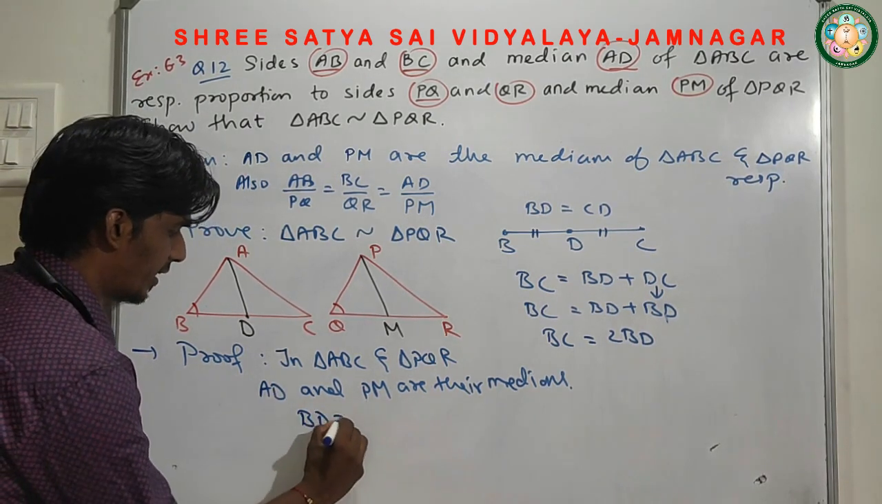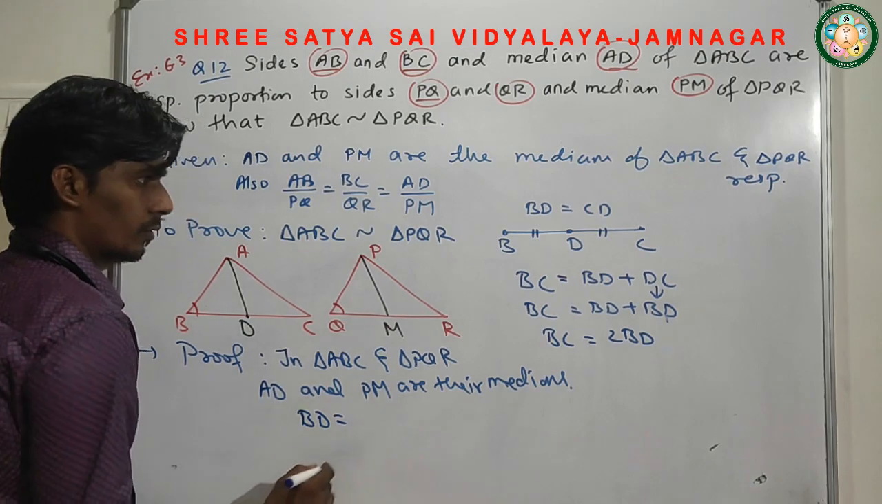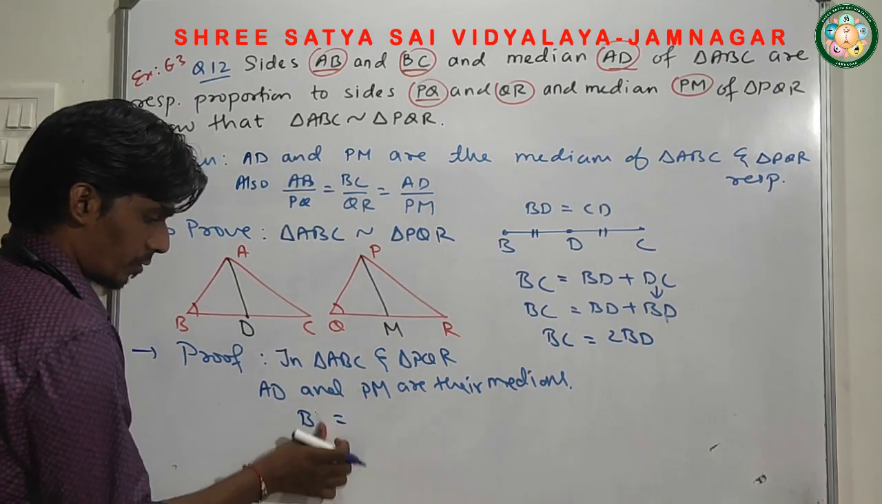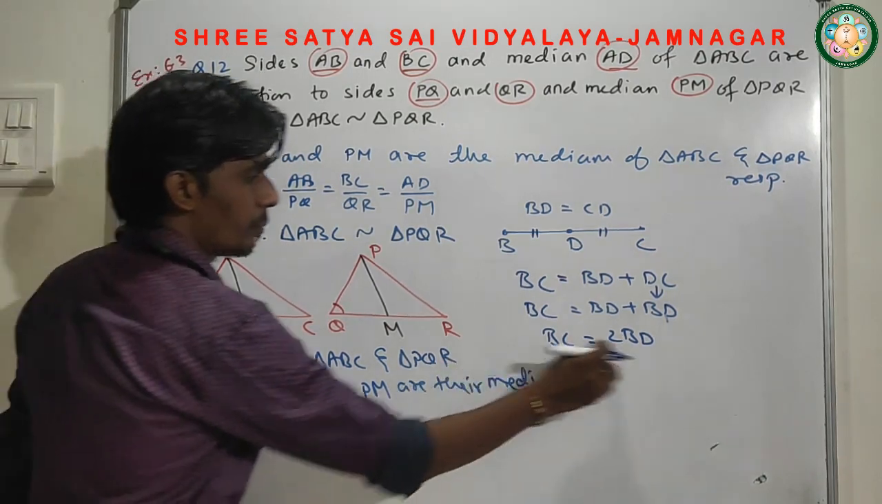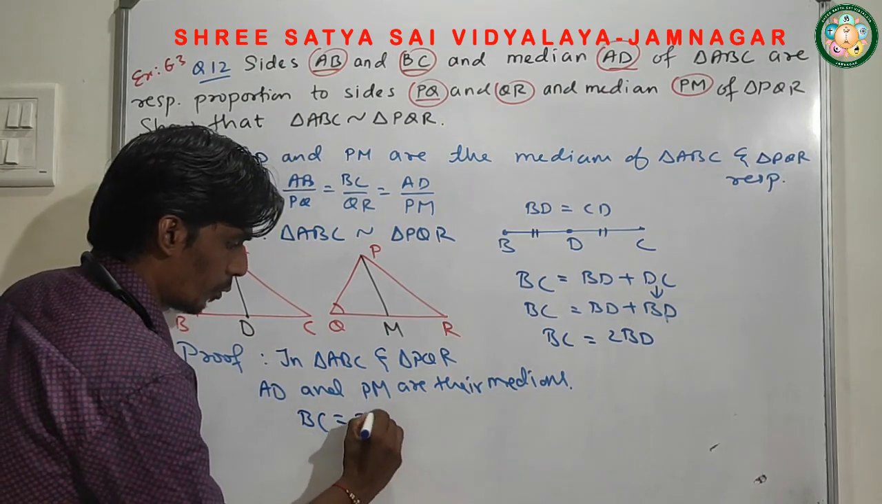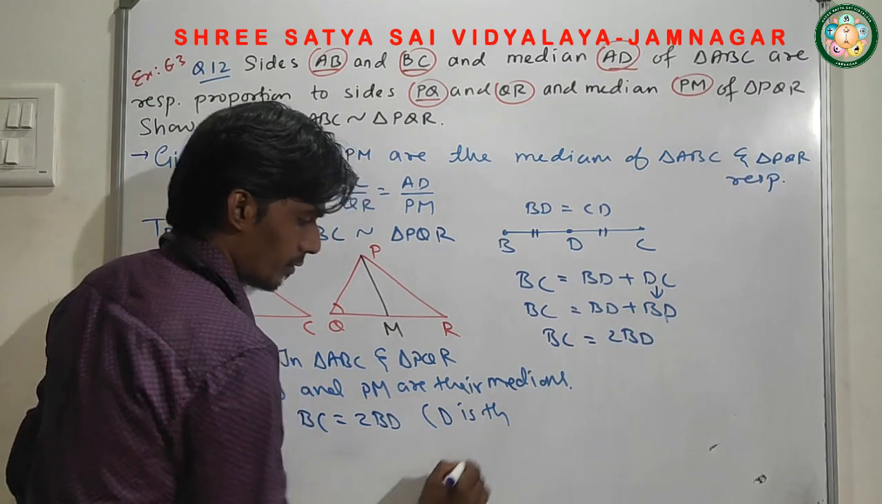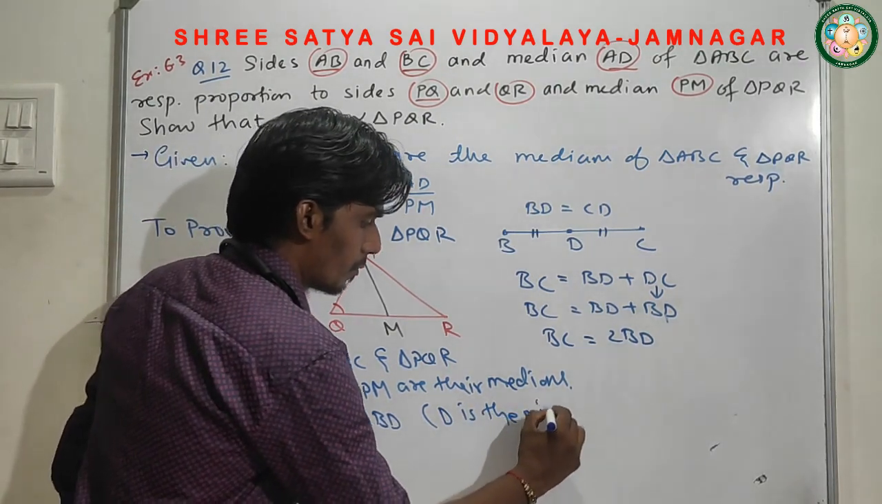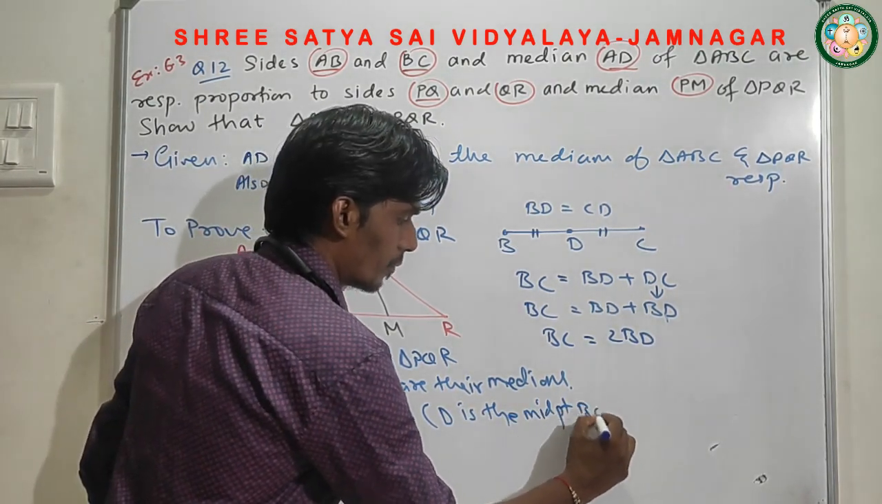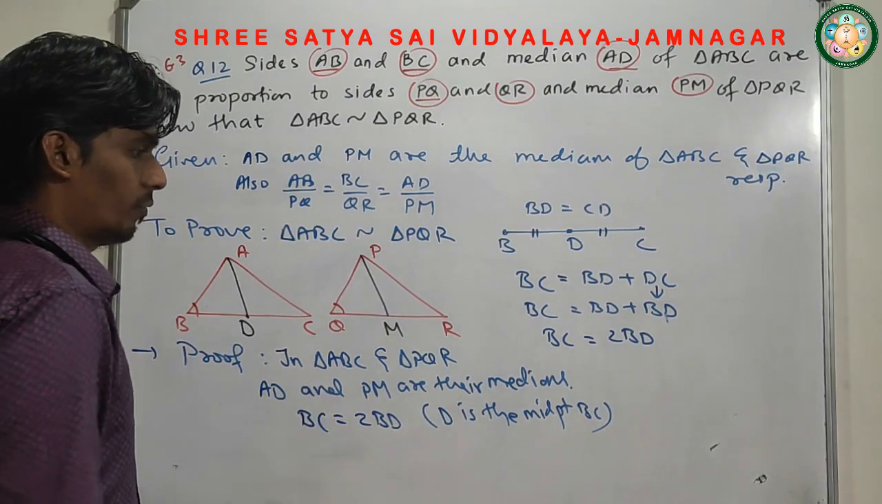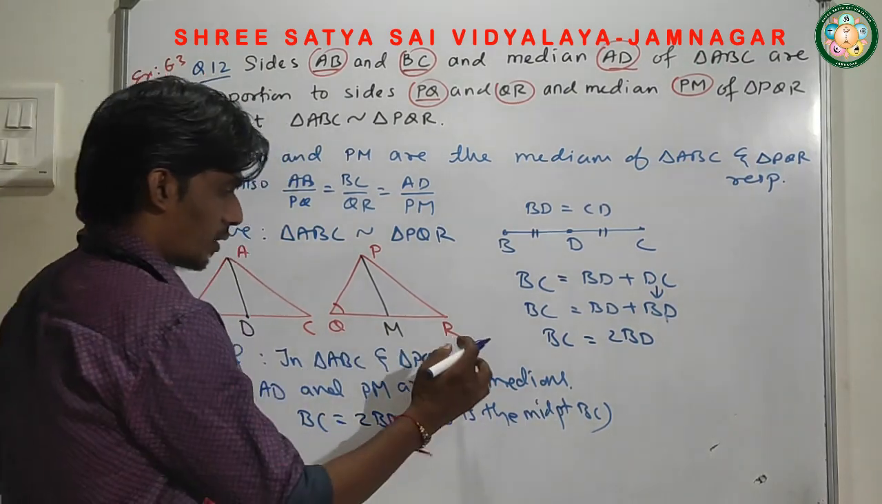This BD is equal to, this BC is equal to what? This BC is equal to 2BD. The reason, we are going to write, D is the midpoint of BC. Similarly, we can write for QM, this whole QR.